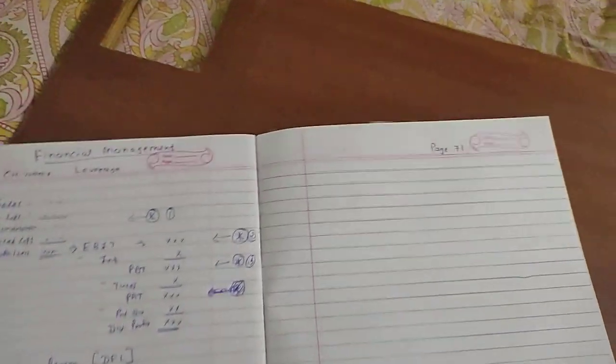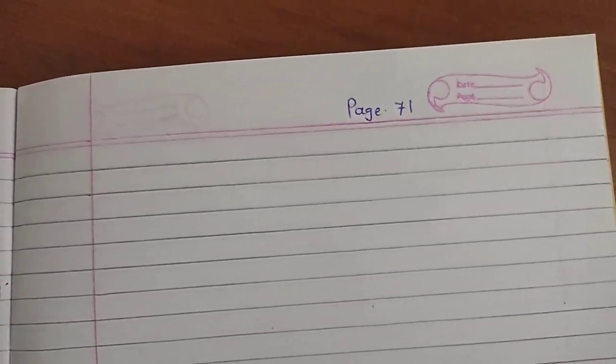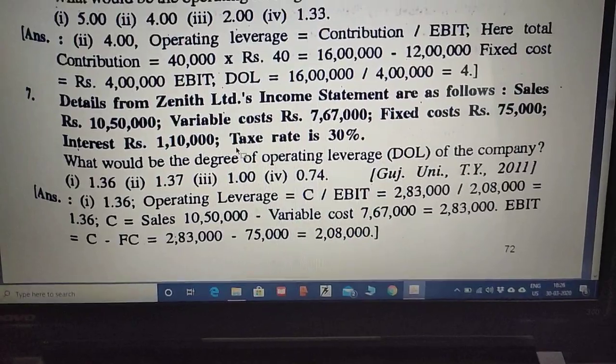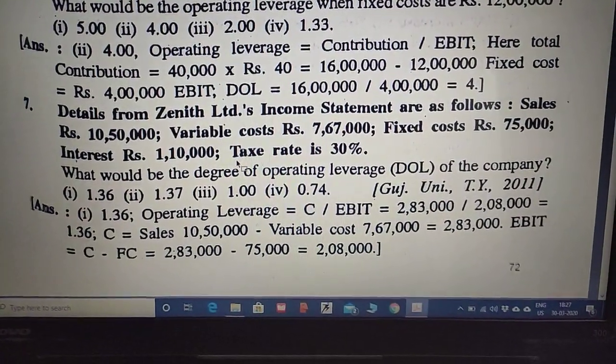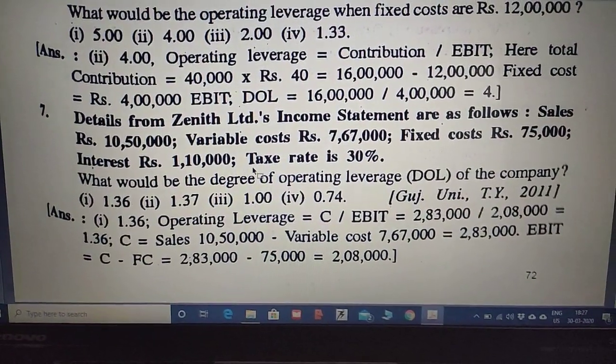Okay, now to understand it better, we are taking an illustration. You can see in your study material, it is on page number 71, and this is sum number 7. The details are like this. Sum number 7, you can go ahead with me in calculation also.